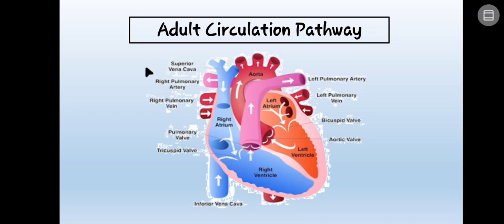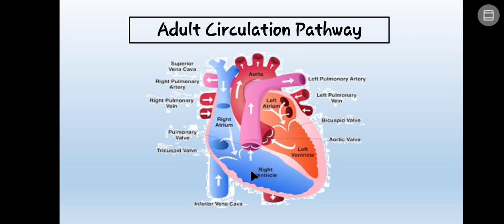So the deoxygenated blood that is coming from the various parts of the body, they all join. Those from the upper part of the body will join through the superior vena cava, and those from the lower part of the body will join through the inferior vena cava. At the end of the day, they all empty into the right atrium. Now, the deoxygenated blood in the right atrium goes through the tricuspid valve, or the right atrioventricular valve, and empties into the right ventricle.